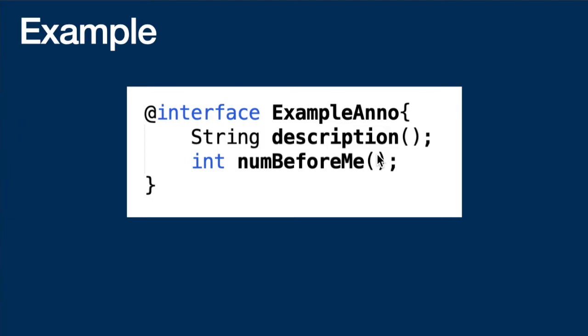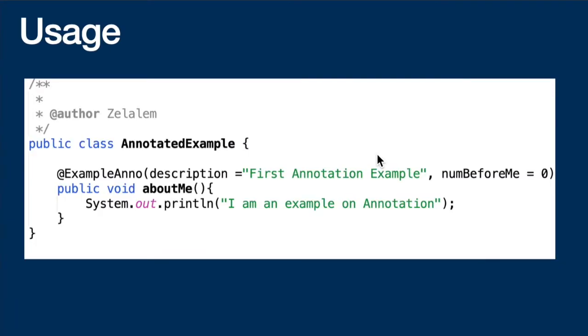When you use the annotation, we can use it on a constructor, a field, a method, or a class as well. For our purpose, we can see it in this example. For example, in a class, here we have a method called aboutMe, and we annotated it with our annotation, ExampleAnno, and here we implemented the methods. We assigned the string "first annotation example" to the description method and 0 to the numberBeforeMe. So that's how we use annotations.